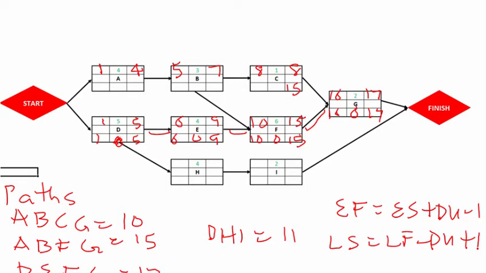So you observe that during your forward pass, going from start to finish, the unknown is usually the early finish, while going on your backward pass, the unknown is usually the late start. So if the late finish of activity C is 15, then using the formula, this will also give us 15.